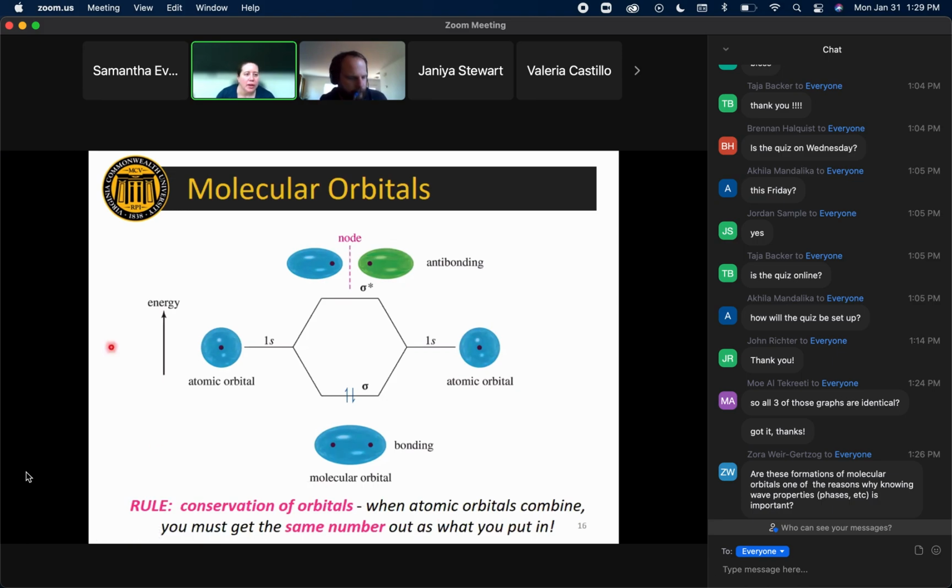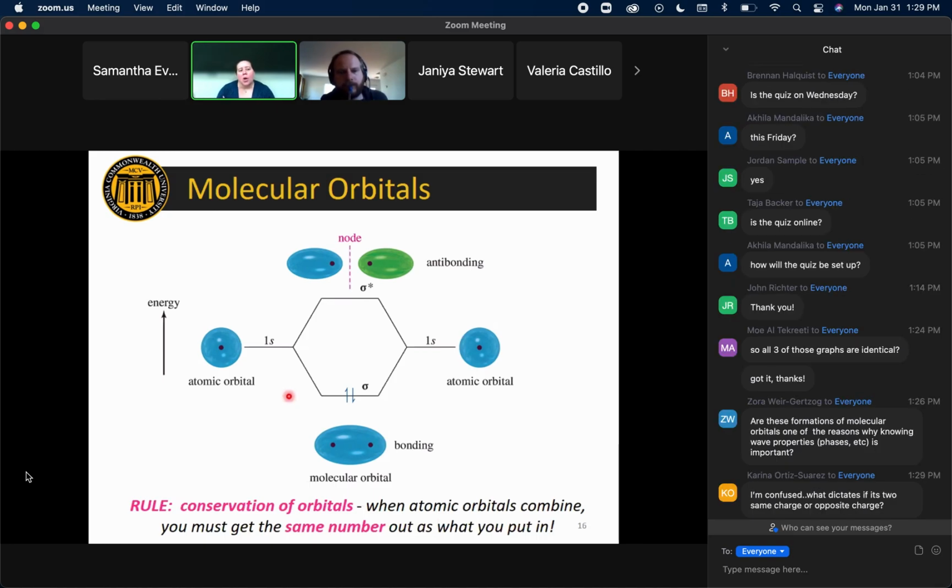Okay, someone's asked in the chat box, are these formations of molecular orbitals one of the reasons why knowing wave properties, phases, etc. is important? I'm going to go with yes on that. Yes, this is one reason why understanding the wave properties and the phases and like where they come from is important.